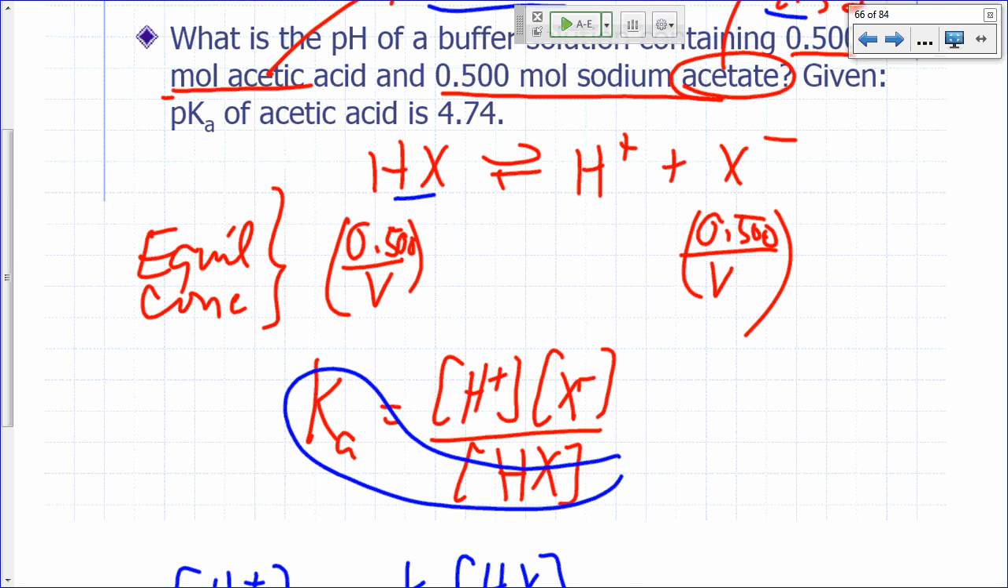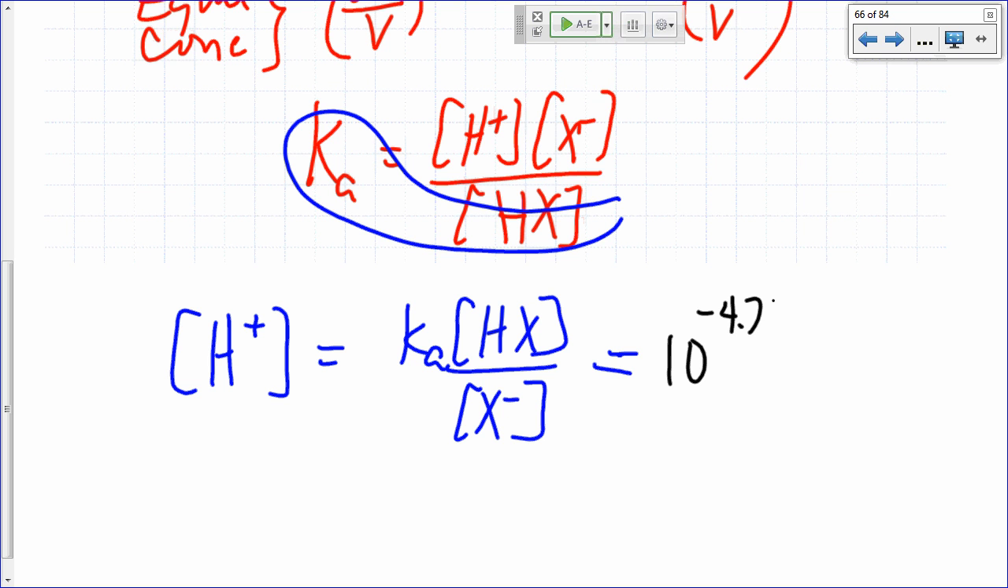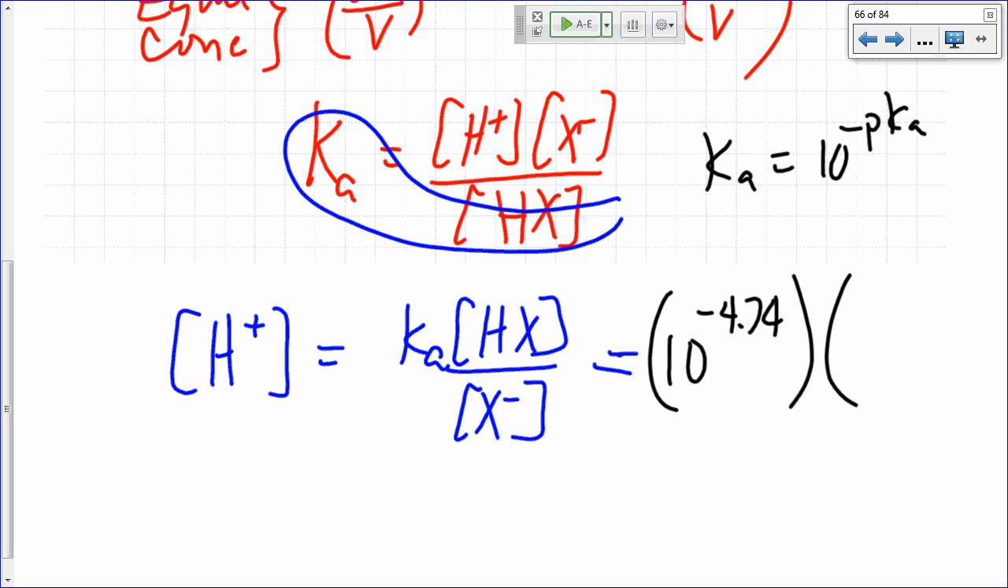Our Ka is not given, but we're given the pKa. It's 4.74. So Ka would just be 10 to the negative pKa. And HX is how much? I mean, X minus is 0.5 moles over the volume. And your X minus concentration is also 0.5 moles divided by the volume.